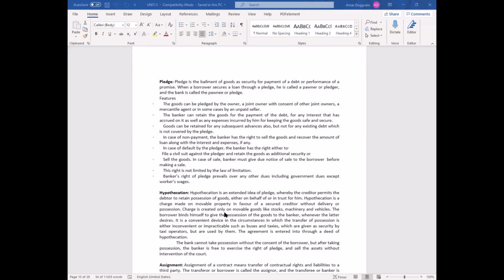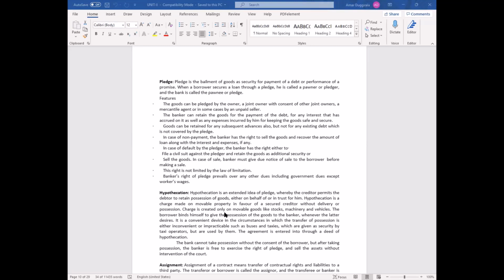But here, it covers both principal amount as well as interest, and any expenses incurred by him for keeping the goods safe and secure. Now, bank would keep those as a legal right, will keep those assets, those properties or goods for a longer period of time with them, and they may have to maintain those things as well. So whatever expenditure bank will incur on maintaining of those assets, etc., that expenditure can also be included as part of the pledge.